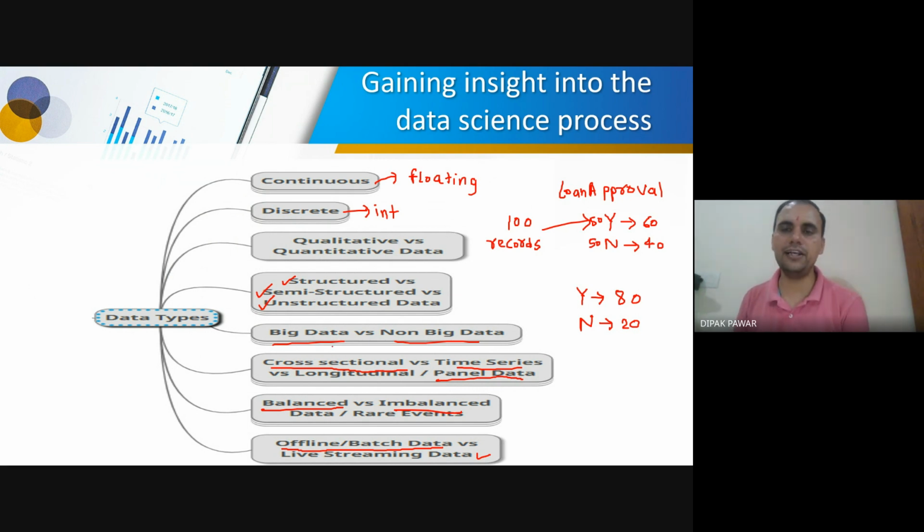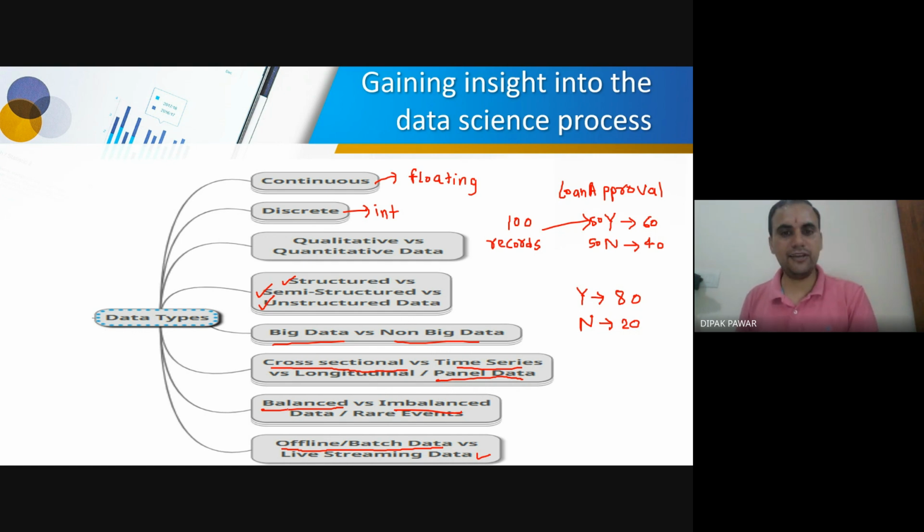We already covered the big data. We required 3 V's there, which describe big data, and in non-big data, we have a little bit smaller data. We also covered cross-sectional data, time series data, and panel data. In cross-sectional data, we have no time variable and we have multiple variables there. In time series data, there is only one variable which changes with respect to time. And in longitudinal data, we have a combination of both.